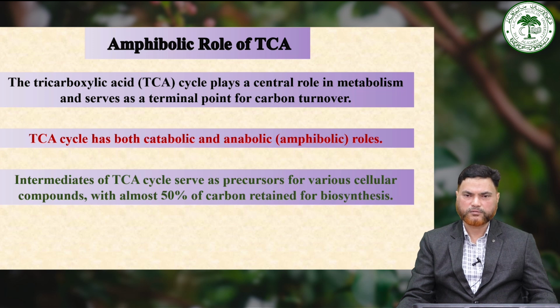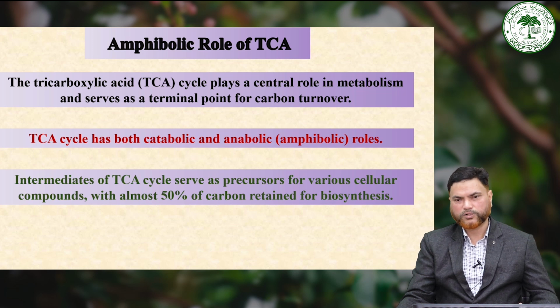2-oxoglutarate is transported into the chloroplast for glutamate biosynthesis by GS-GOGAT enzymes. Then another intermediate, citrate. Citrate in the TCA cycle is transported out of the mitochondria, converted to isocitrate in the cytosol, and serves as a source of cytosolic 2-oxoglutarate.